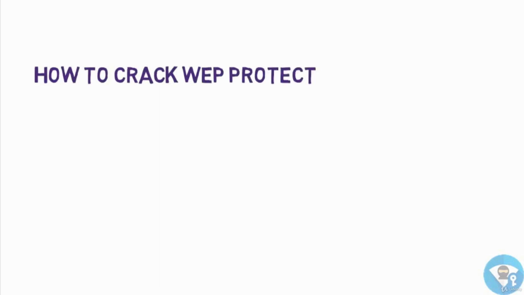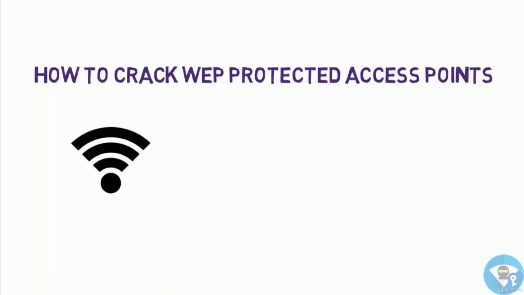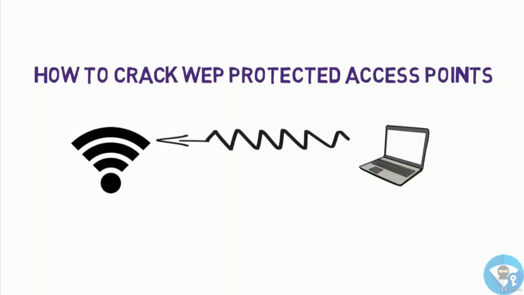Welcome. In this video, we are going to learn how to crack WEP protected access points. When Wi-Fi was first developed and popularized in the late 90s, security was not a major concern. Unlike wired connections, anyone could simply connect to a Wi-Fi access point and steal bandwidth. The first attempt at securing the access point was termed Wired Equivalent Privacy, or simply WEP.